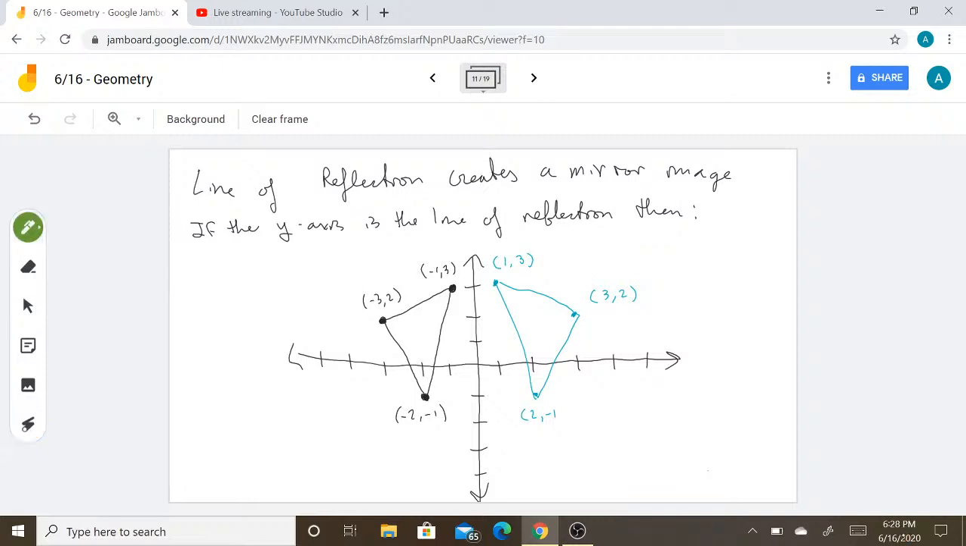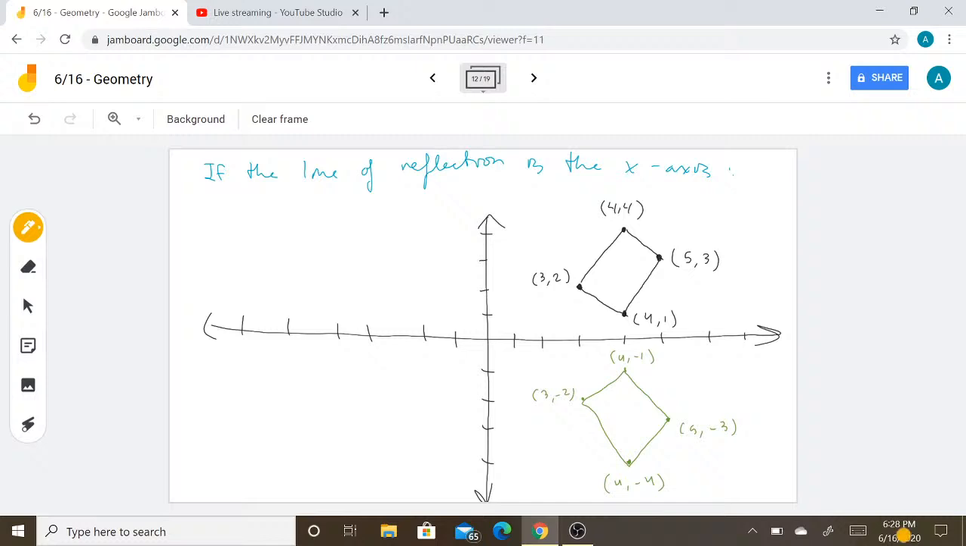So we can say that if a point a comma b is reflected about the y-axis, it becomes negative a comma b. So only the sign of the first number of the ordered pair changes.